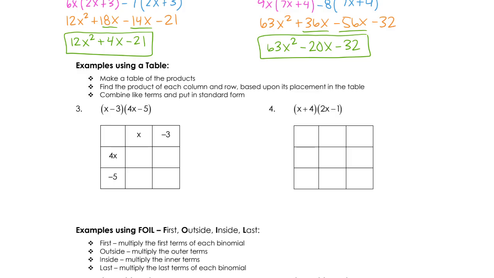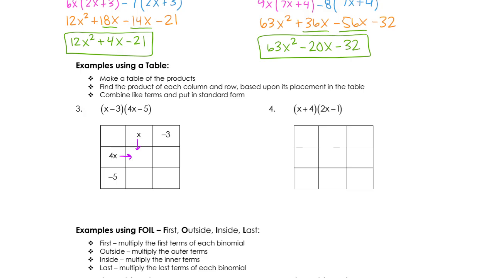So using a table, you'll notice right here, they took the first binomial and they put x right here and negative 3 right here, and then they took 4x minus 5 and put 4x here, minus 5 here, or negative 5 here. So that's how the table is set up. Then after that, if you have done Punnett squares in science by any chance, this might look a little familiar to you. So what we're going to do is we're going to multiply the things that end up intersecting here.